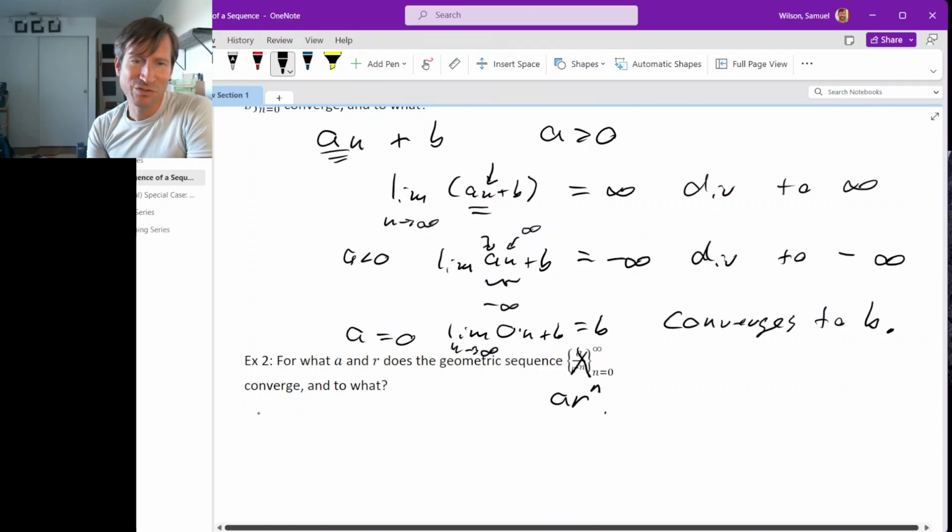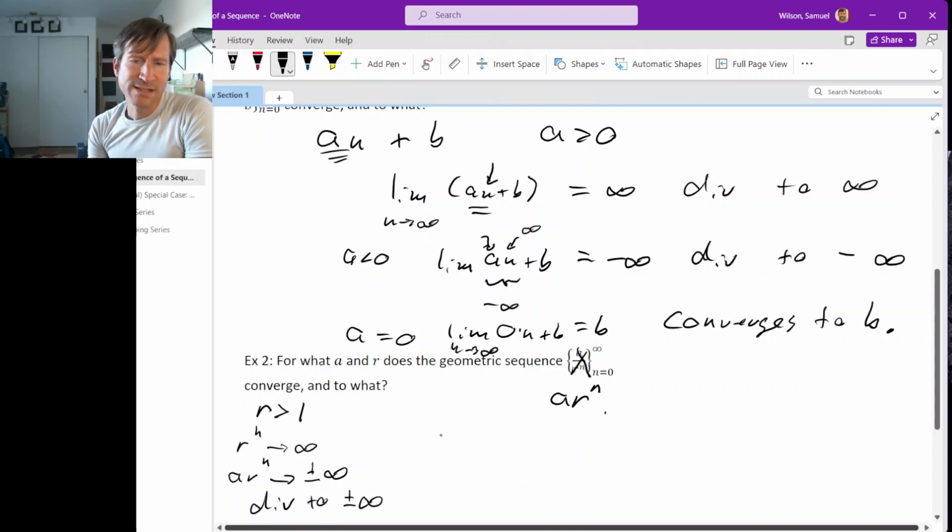So one case is going to be when r is bigger than 1. If r is bigger than 1 and you start raising it to powers, then this r to the n part of the formula is going to go to infinity, and so a r to the n is going to go to plus or minus infinity, depending on whether a is positive or negative. And so this is going to diverge to plus or minus infinity.